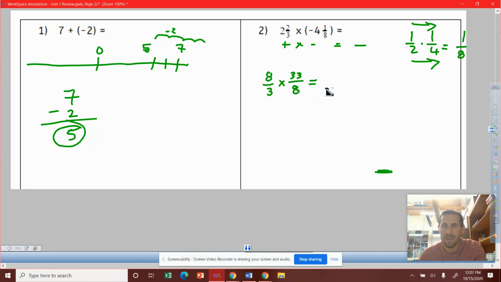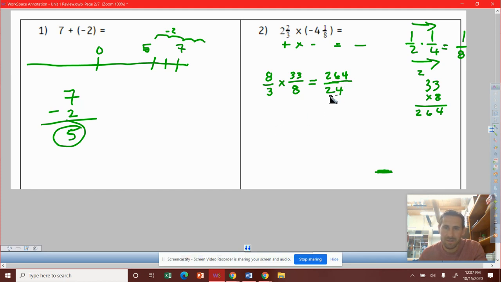So 3 times 8 is 24. And then 8 times 33. Well, I don't know that in my head, but I actually get 264. All right, so I'll double check that. 33 times 8. 8 times 3 is 24. And then 8 times 3 is another 24 plus the 2. It's 264. So now we have to divide that out to get our final answer.